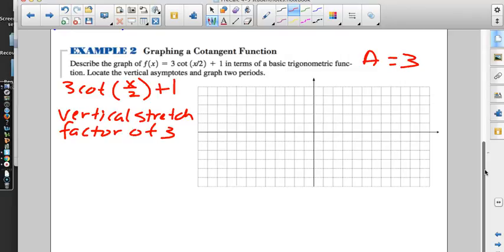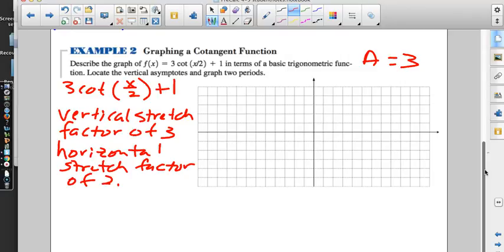How about the 2? What's the 2 doing? Horizontal stretch. Factor of 2. Good. Remember, anything with x is the opposite of what we see. How about the plus 1? Vertical translation. Up 1, or positive 1. Ooh, I can keep track of this one too.